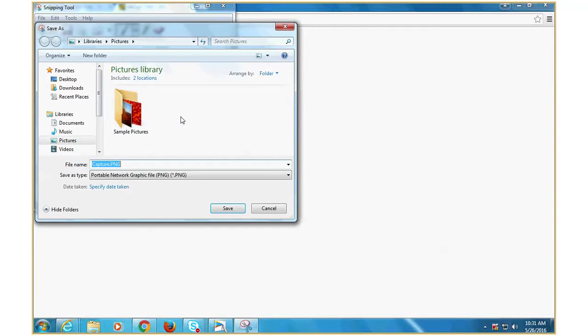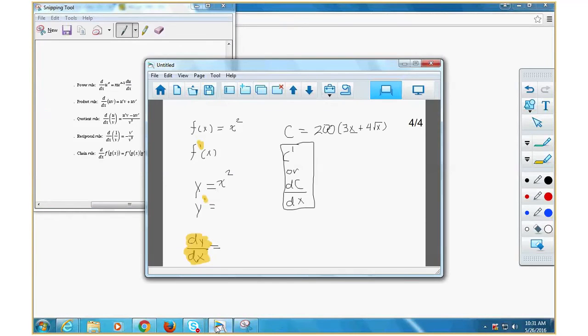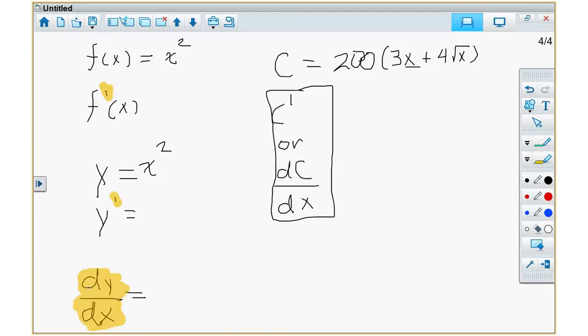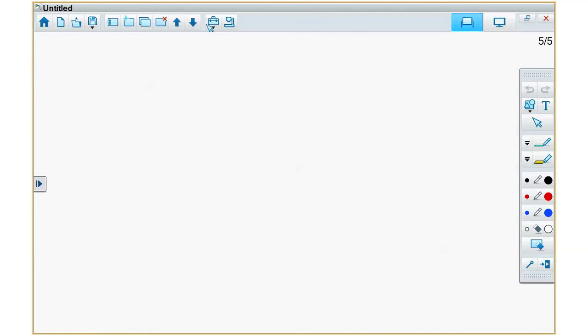And just save that, and then we'll pull it in. Let's see what we got.